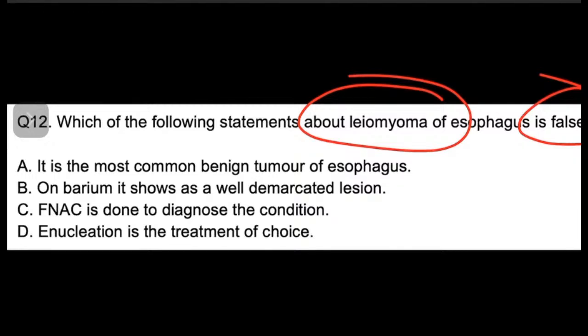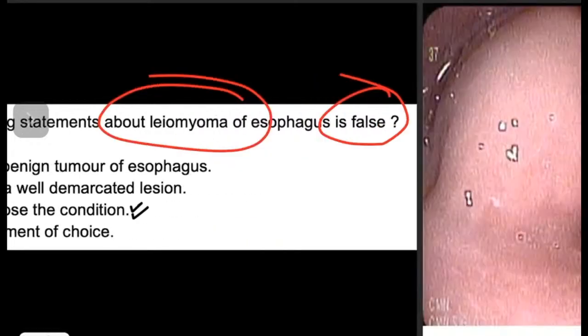So what do you think, guys? What is your opinion? Is this right, wrong? What exactly is this, guys? Please understand, the answer to this question is FNAC. Do you do an FNAC for your leiomyoma? The answer is no. We do not do an FNAC for the leiomyoma.